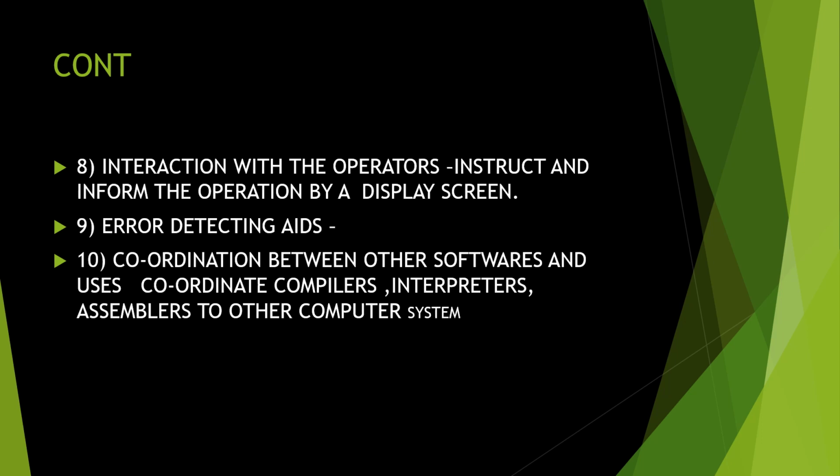Next is coordination between other software and users: coordinating the compilers, interpreters, and assemblers to other computer systems. When a computer is connected, we can convert into machine language, and like that, compilers and interpreters are translating the things. All this is done by the program system.